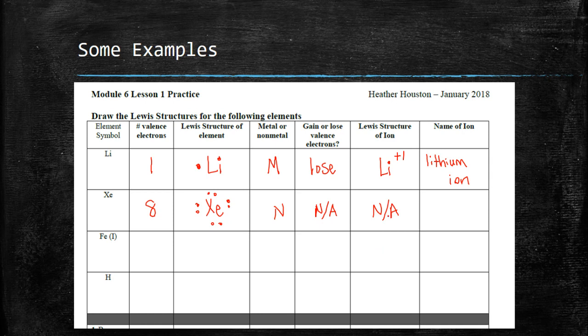That's why it's noble. It's snooty. It doesn't want to gain. It doesn't want to lose. It just wants to be left alone. The name of the ion doesn't have one. Doesn't apply again.